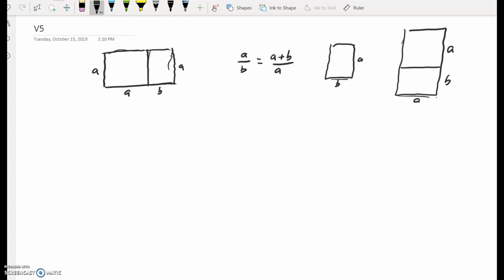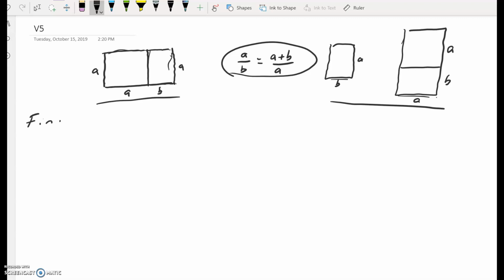The V5 problem is to start with this setting and this equation and solve this equation for a over b. So we need to find a over b. That a over b is called the golden ratio.